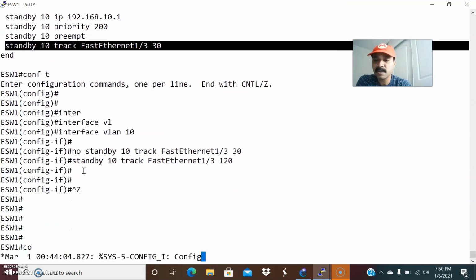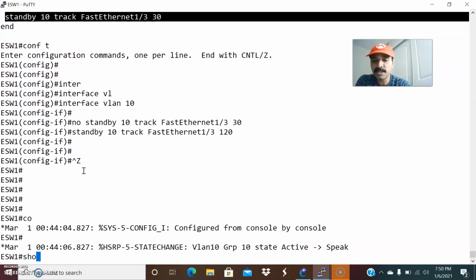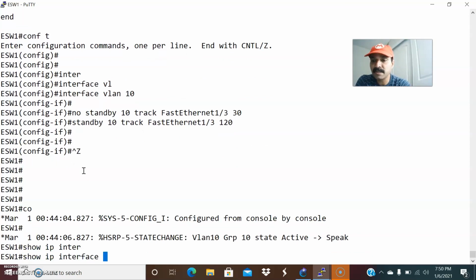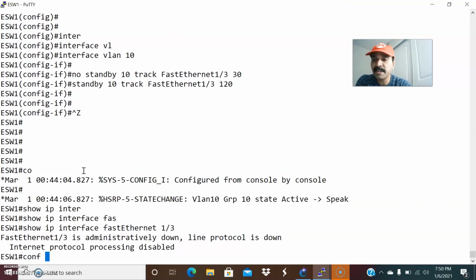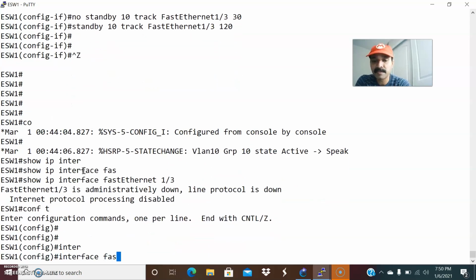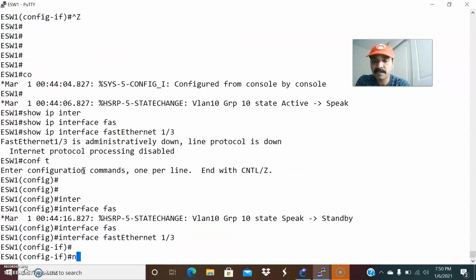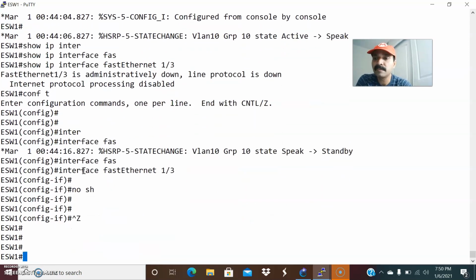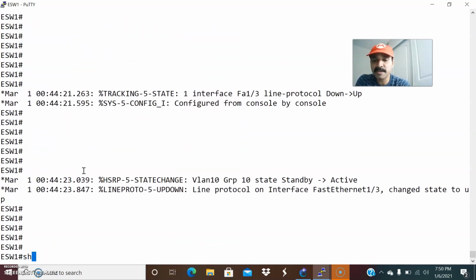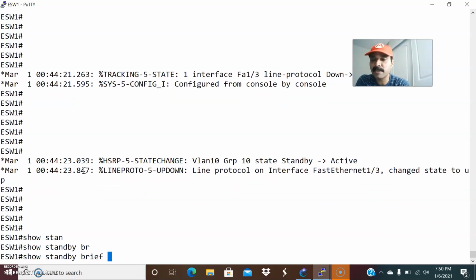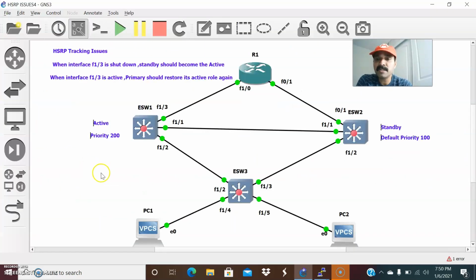I have done it. So now what happened? Let us check the interface. Show IP interface fast Ethernet 1/3. So this will make it up, and now let us check the status. Standby brief.